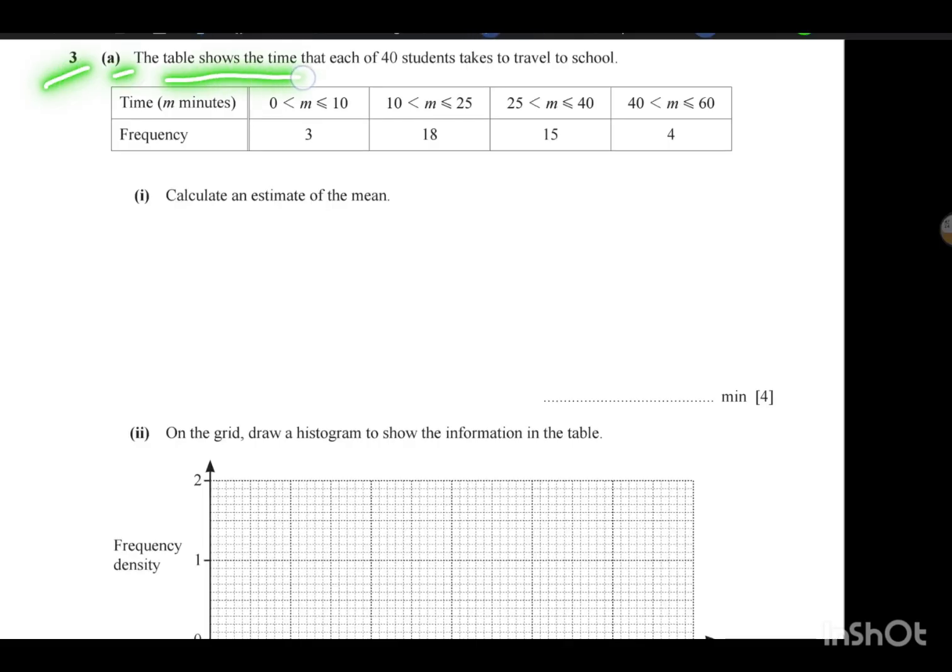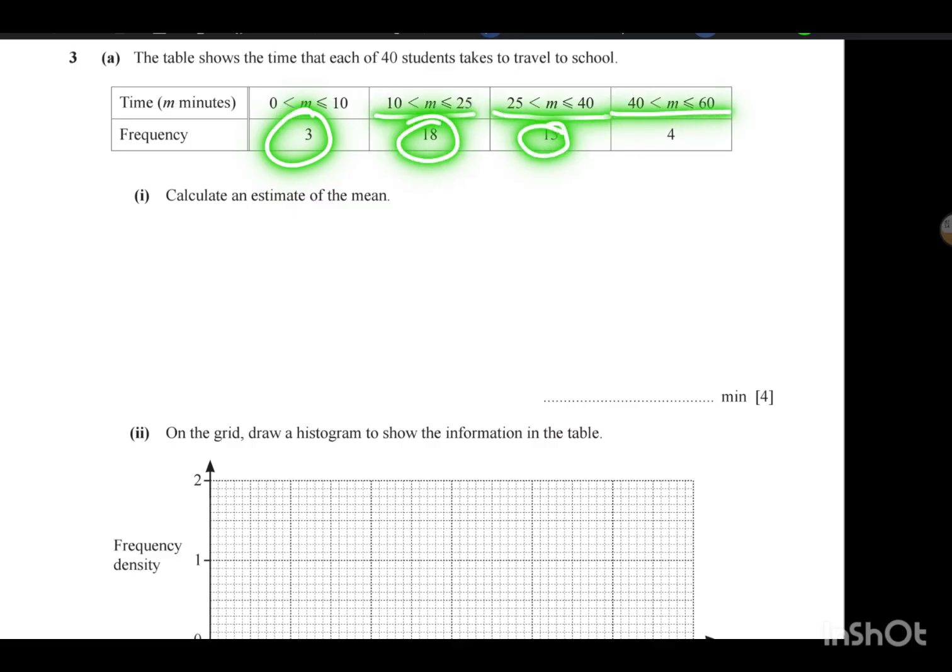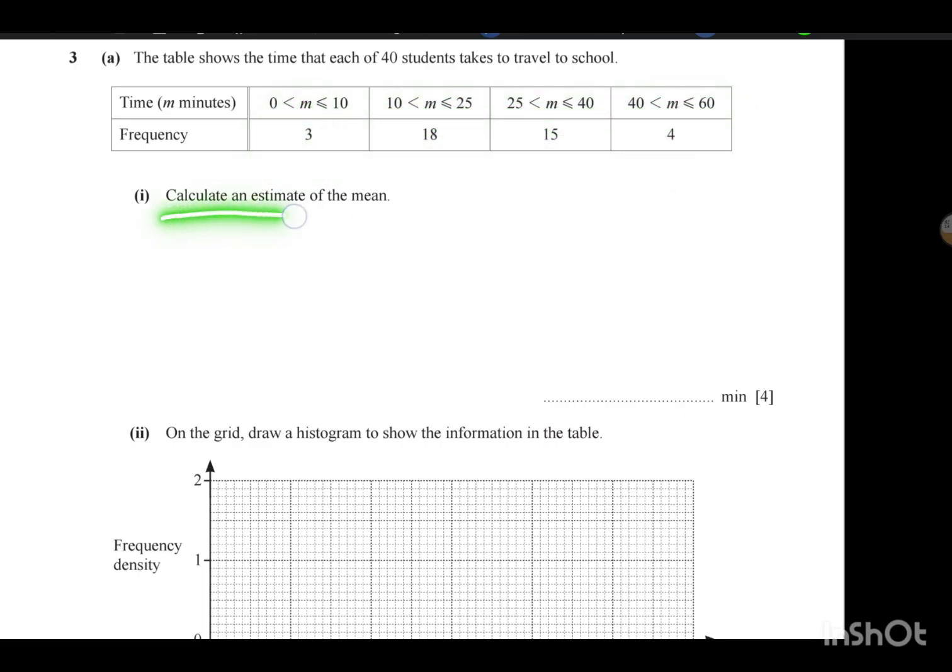A. The table shows the time that each of 40 students takes to travel to school. Now there are 40 students and they take so and so time. 0 to 10 minutes are taken by 3 students, 10 to 25 minutes 18, 25 to 40 minutes is 15, and 40 to 60 minutes is 4 students. Calculate the estimate of the mean. For an estimate of the mean, we need to find the mid value for each class.